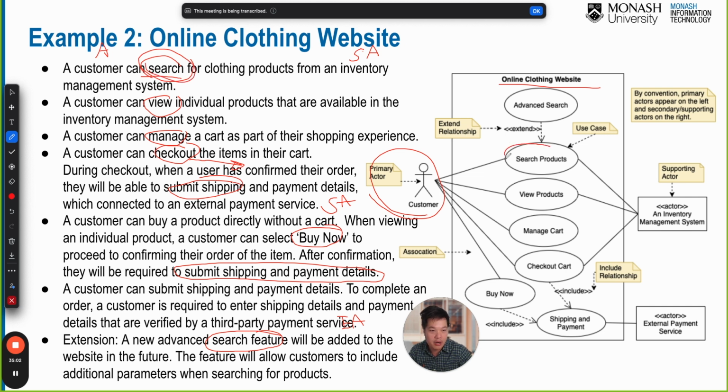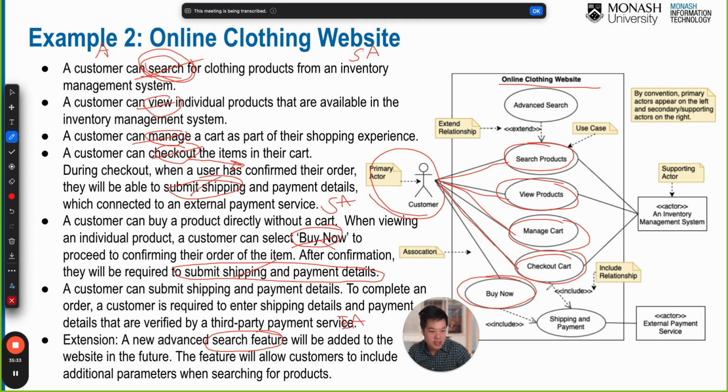First thing first, customer, what do they need to do? Search the product, right? This is the first use case. They can view the product as well. They can manage the cart. They can check out, one by one. They can buy now. Once they have buy now, they need to submit the shipping payment details.